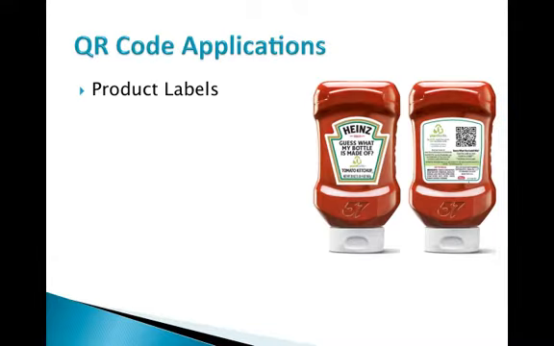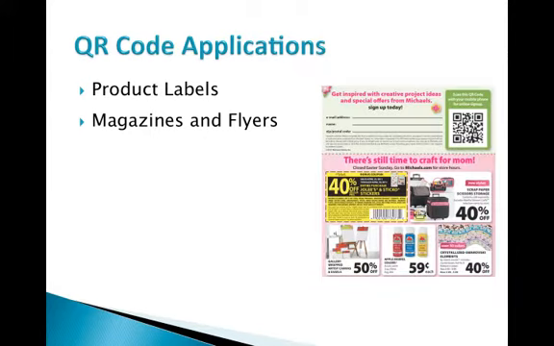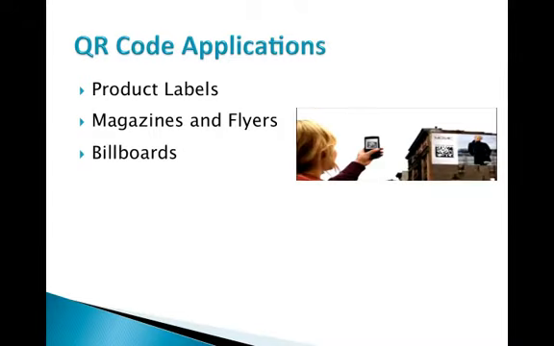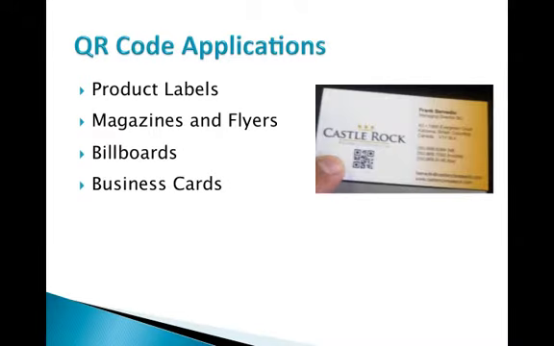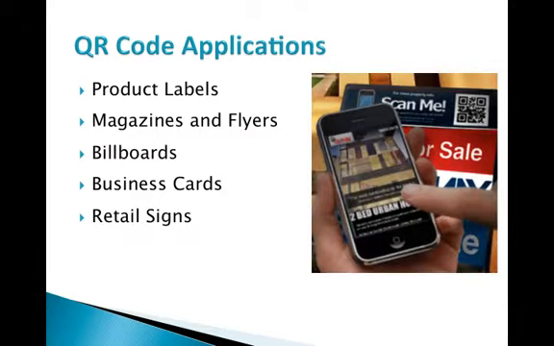New applications for QR codes are developing every day, and some of the most obvious applications would be on product labels, directing you to the manufacturer's website where the product can be described in more detail, or even a video showing you how to use the product can be seen. We've also seen QR codes showing up in magazines and flyers where often you might find a QR code associated with a coupon. They've also been seen on billboards, business cards, and even retail signs.